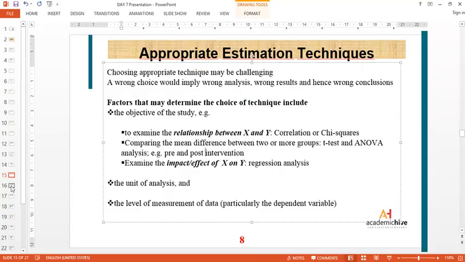So you just go check the research questions that you have formed for your study. Did you use the word relationship? Did you use the word difference? Did you use the word effect? You should know which of the two your work is likely to adopt.